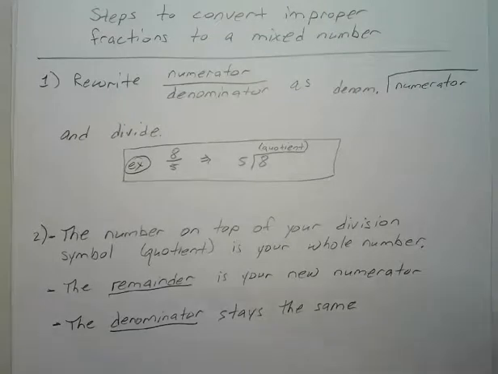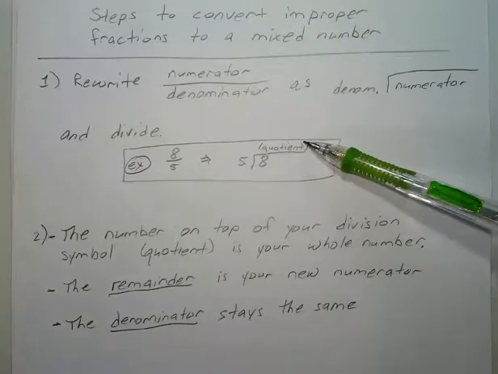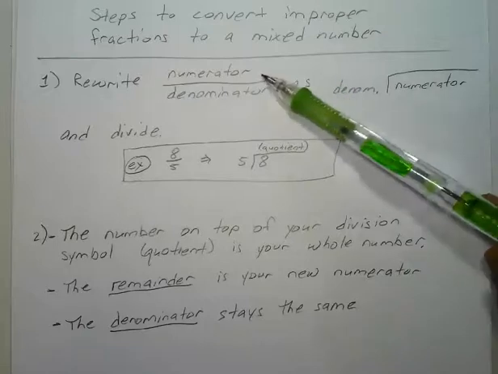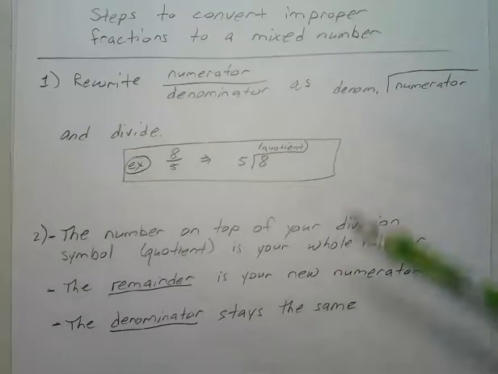Now your second step, once you divide, your number up top, your quotient, is going to be your whole number. Your remainder is going to be your new numerator. So when you rewrite it, your new numerator is going to be your remainder. And your denominator is going to stay the same from where you started. If you are still writing, by all means, feel free to press pause. But we're going to jump into a couple of examples.